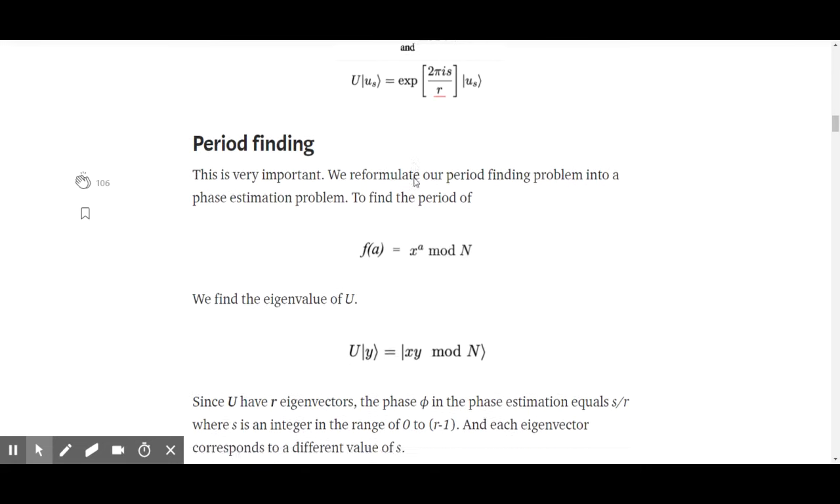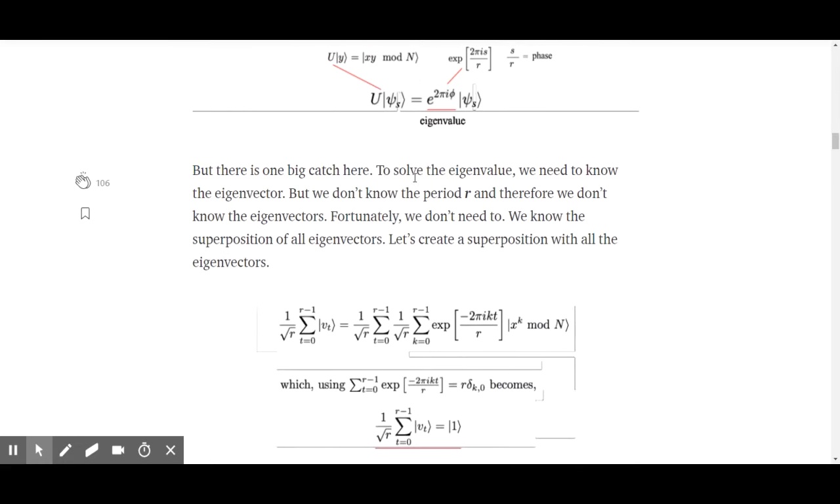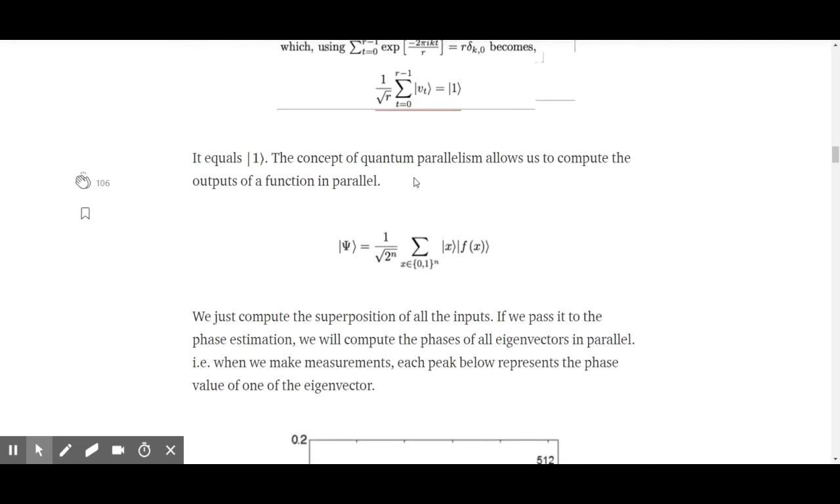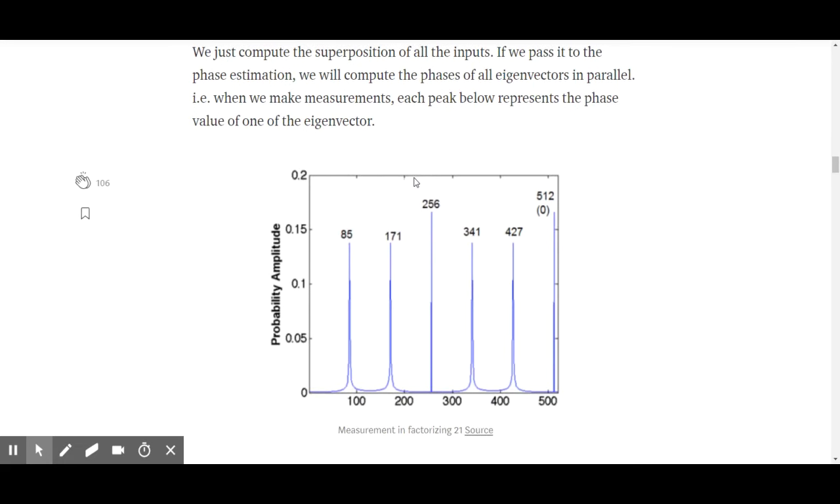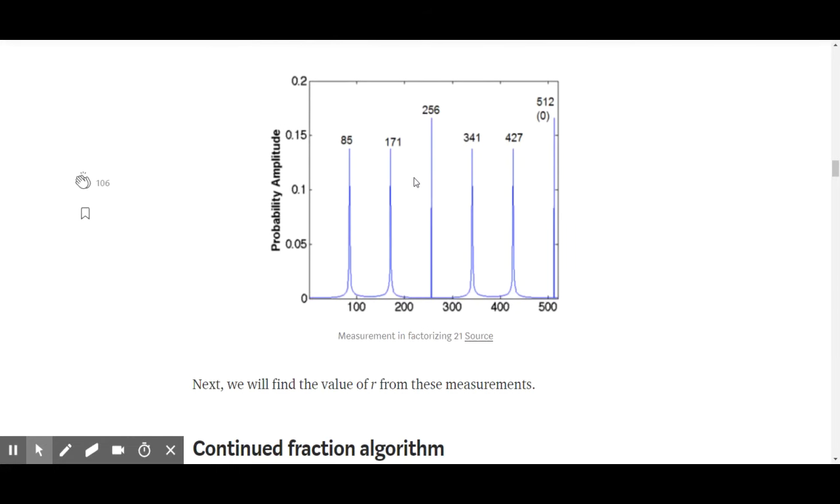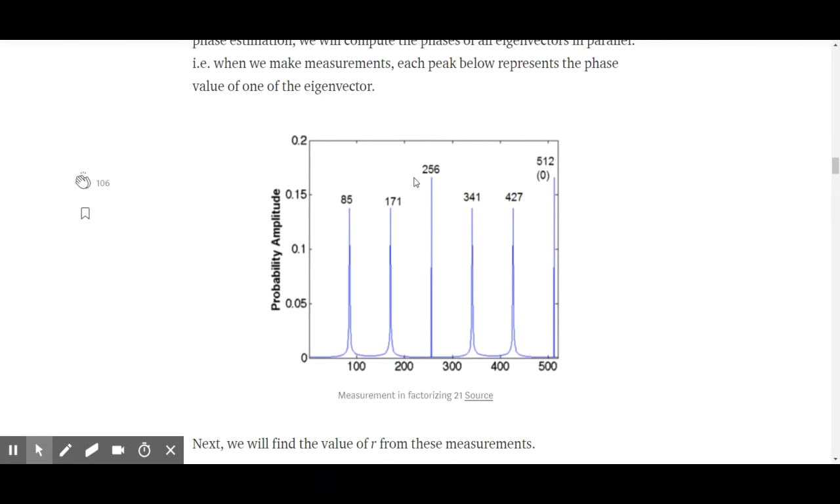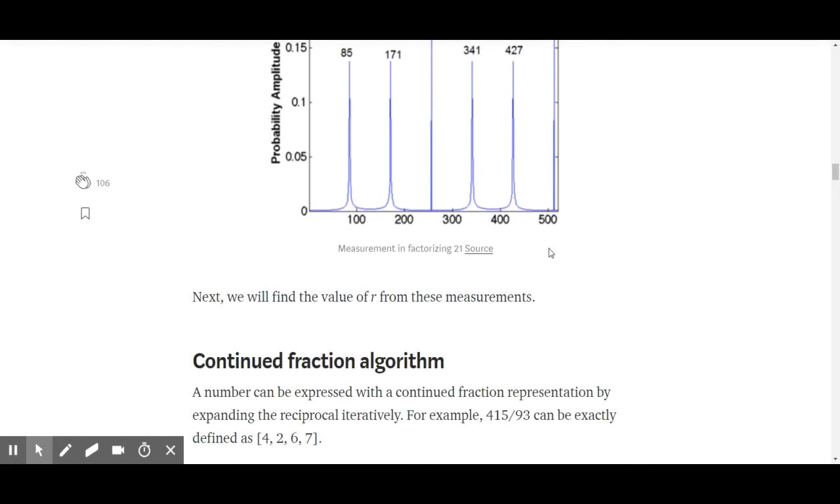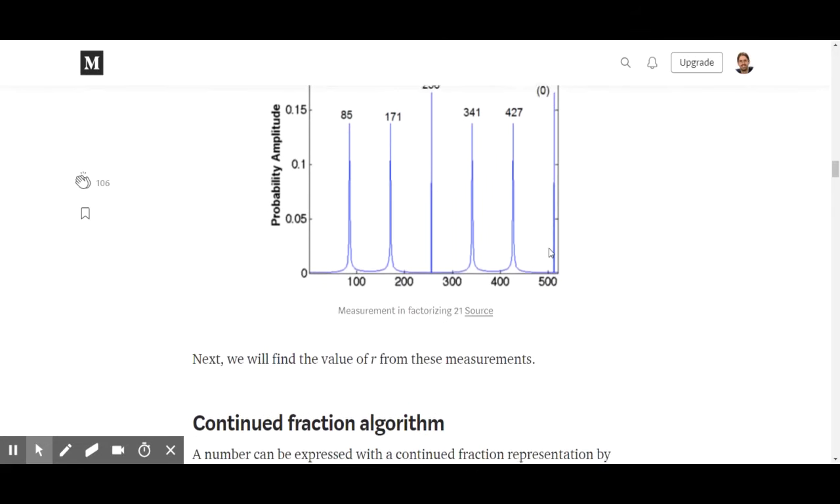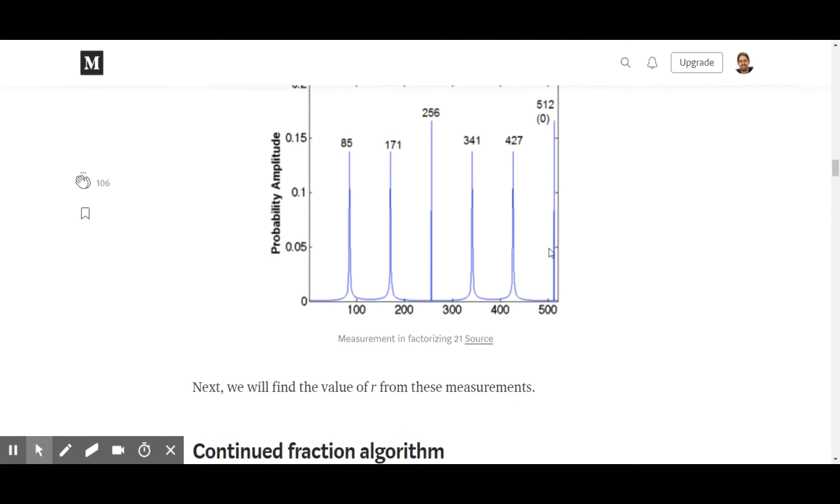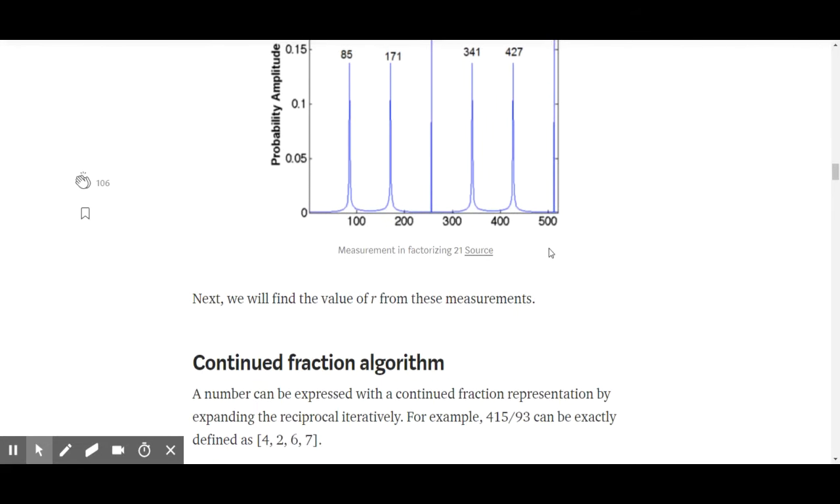Because basically, period finding. But is this here the result of the inverse quantum Fourier transform?